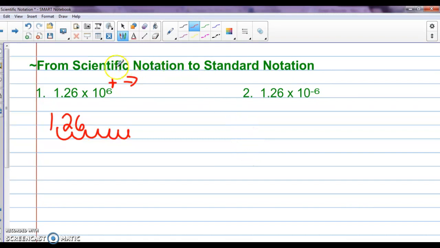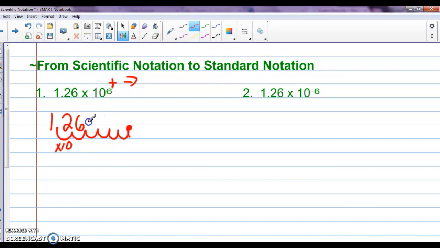First thing we're going to talk about is how to take scientific notation and put it into standard form. If you look at my first example, it says 10 to the 6th power. The 6 is a positive. That positive means we're going to move the decimal to the right. Every time we move the decimal to the right, we're multiplying by a value of 10. So as you can see here, I moved it over 1, 2, 3, 4, 5, 6. And that's where the decimal should end.